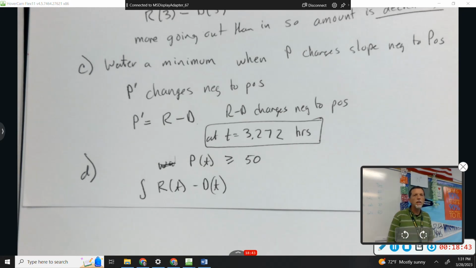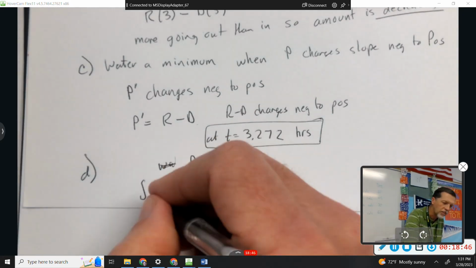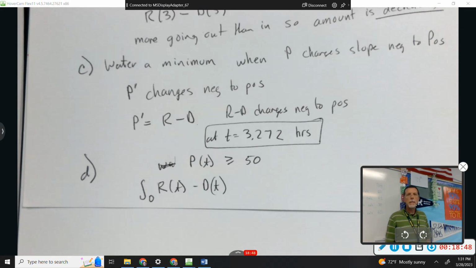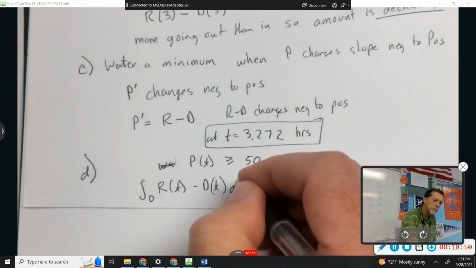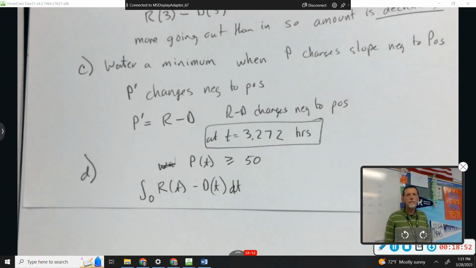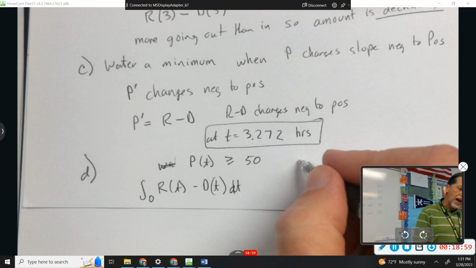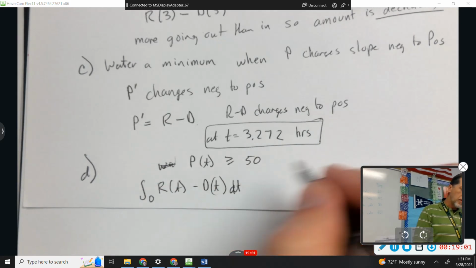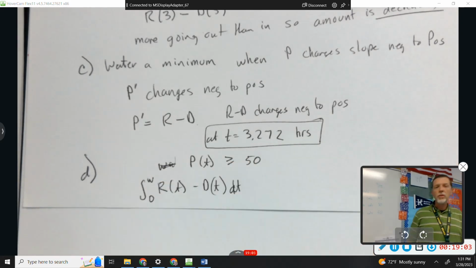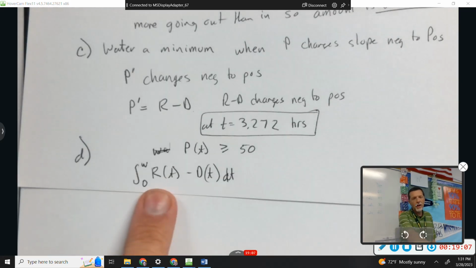But what are our limits? Everything starts at 0, so I can put that there. But it says above 8. I think it does mean above 8, so W is the time when it happens. So we're going to go up to W, because we want to know how far out we need to go. And now I understand why I'm not solving this thing.